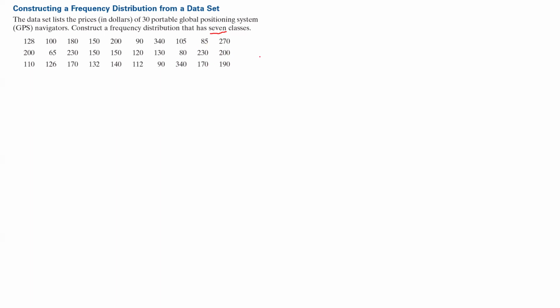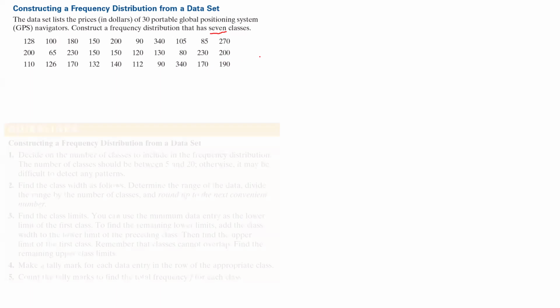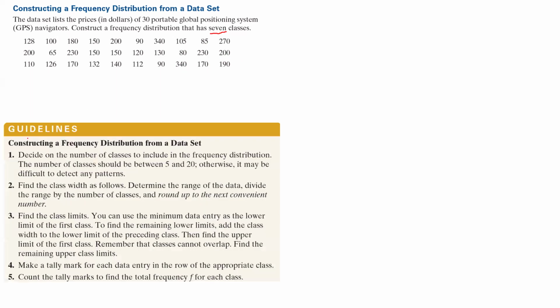As you can see, the data is not organized. What are we going to do? We're going to follow some guidelines. First, decide on the number of classes to include in the frequency distribution. The number of classes in this example is given to us as 7. If it's not given to you, then you should select a number between 5 and 20.